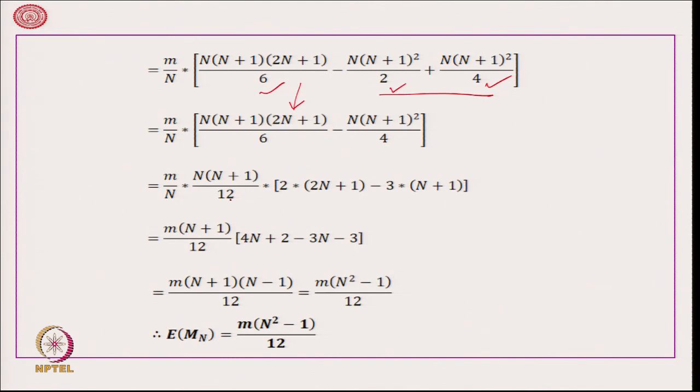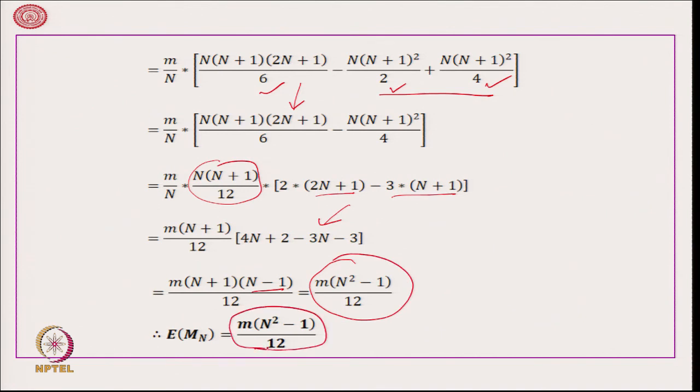Therefore, as we simplify it, we take out n (n plus 1) by 12 common, and what we get is 2 times (2n plus 1) minus 3 times (n plus 1), which is further simplified as 4n plus 2 minus 3n minus 3, which is equal to n minus 1. Therefore, the expected value comes out to be m times (n square minus 1) by 12.